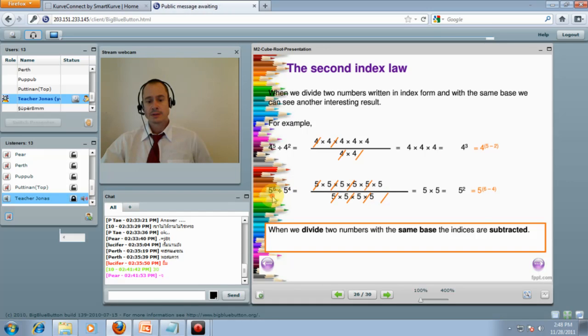Another example, 5 to the power of 6 divided by 5 to the power of 4. Then you have 6 fives up here and 4 here, and when you simplify you have 2 left. So 5 to the power of 2. So in this case you take 6 minus 4, the indices here, and then you have the answer. So it's quite easy. That is the second index law.